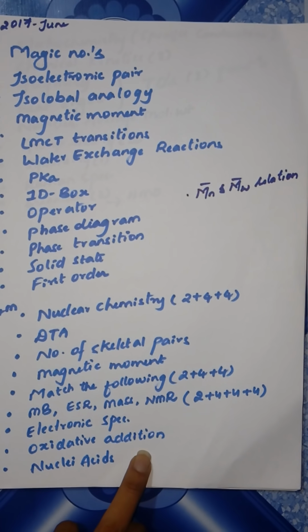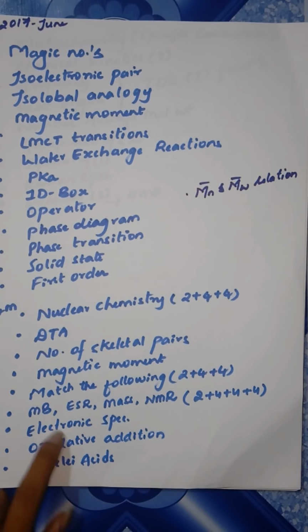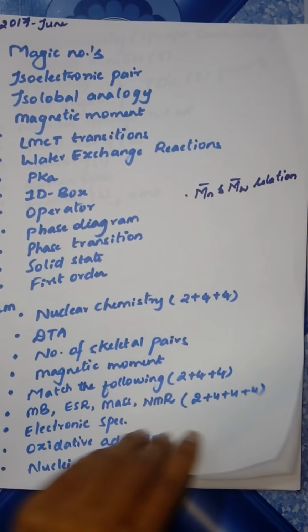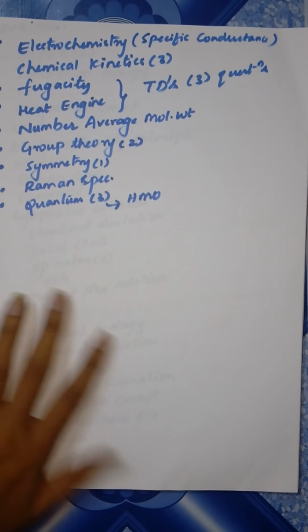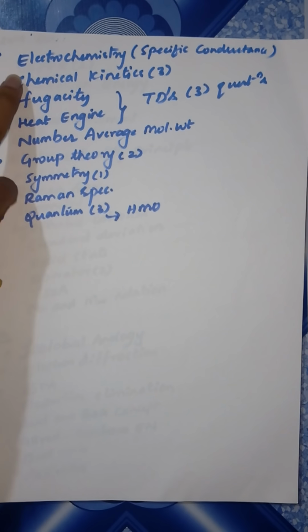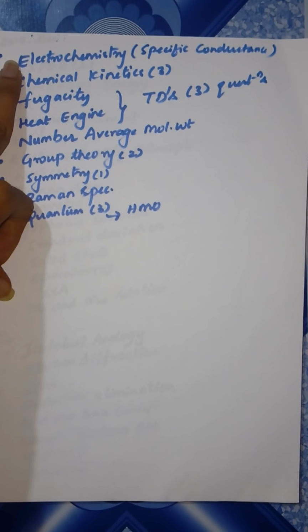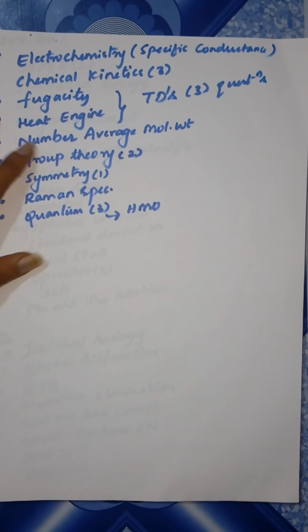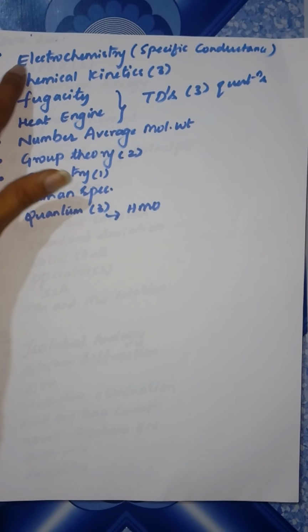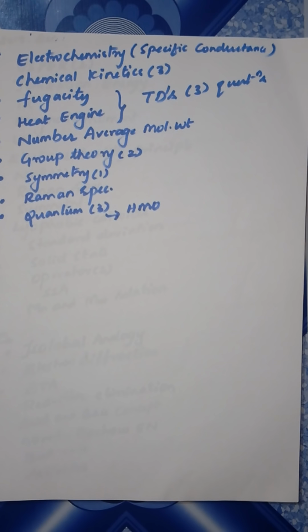Now oxidative addition and nucleic acids, these were asked previously also, so again they were asked here. Electrochemistry specific conductance question was asked. Every year you have seen electrochemistry question will be from the Nernst equation, okay, but here it was very simple. It was just a direct question of specific conductance. The basic formula K equals lambda into 1000 by C, you have some basic formula, right?